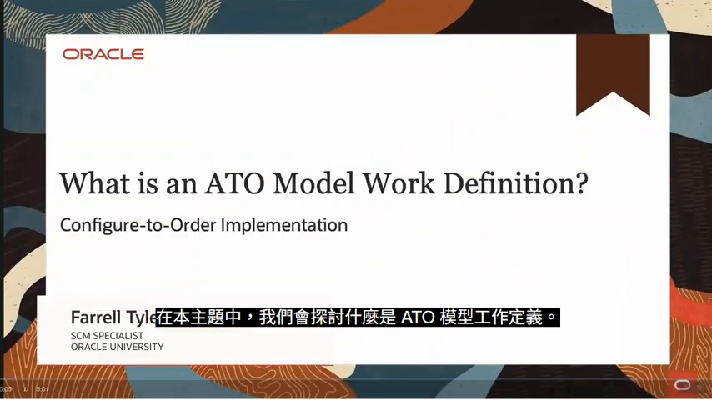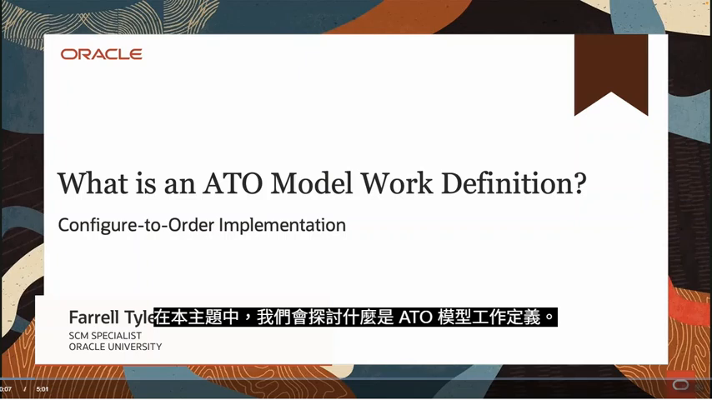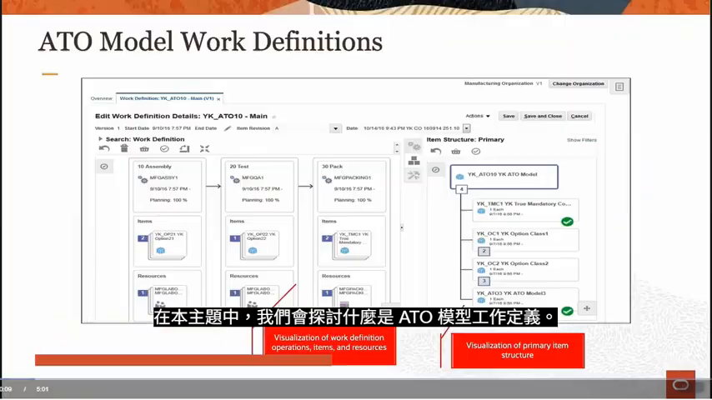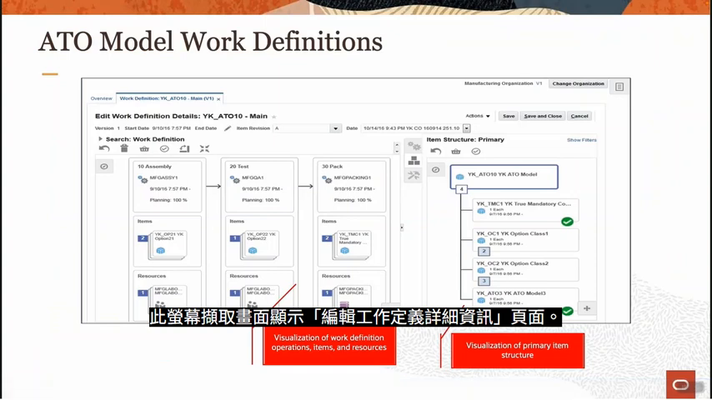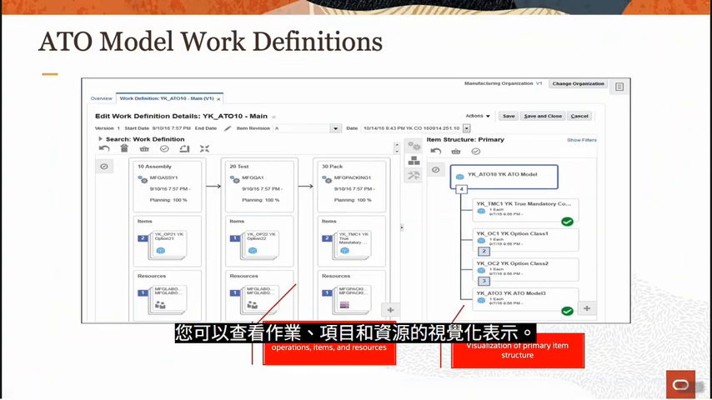In this topic, we discuss what an ATO model work definition is. This screenshot shows the Edit Work Definition Details page. You can see a visual representation of operations, items, and resources. You can also see a visual representation of a primary item structure.